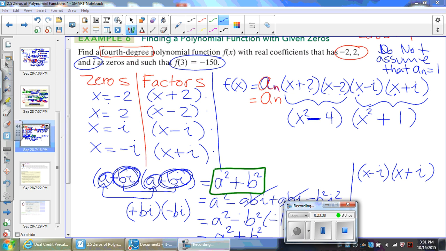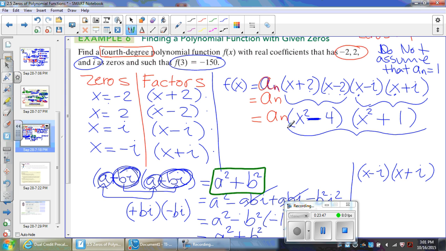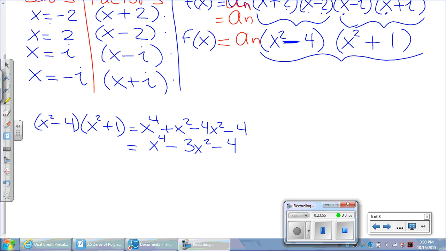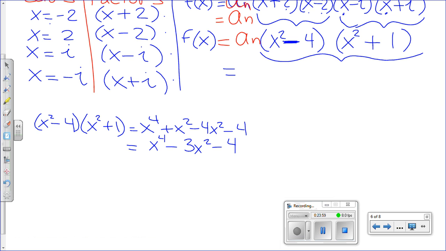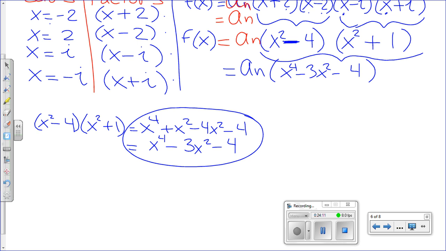Okay, so going back to this thing. Now what I want you guys to do, go ahead and multiply those two polynomials. You could do that on your own. Okay, so the answer for that, we still don't know what a sub n is. We're going to get to that in a minute. So the answer after multiplying those two polynomials is x to the 4 minus 3x squared minus 4. Here's the long version if you want to look at it.